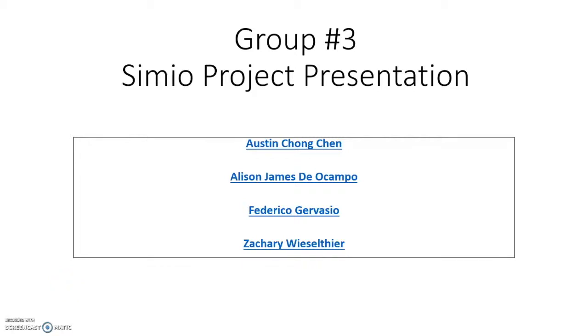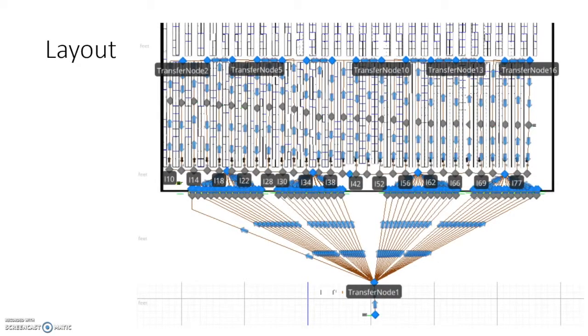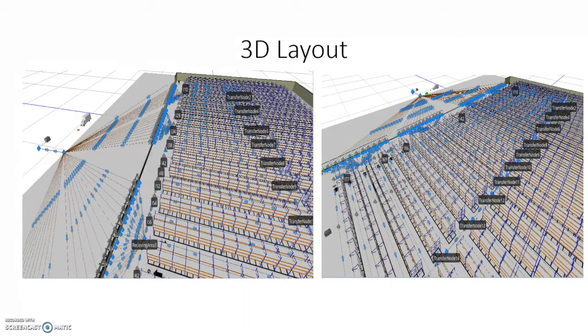This is the presentation for Group 3's Simio project. This is the simulation that we developed for the problem statement. As you can see, model entities come into the system. They are then sorted and brought into a corresponding aisle. This is a 3D layout of the simulation.